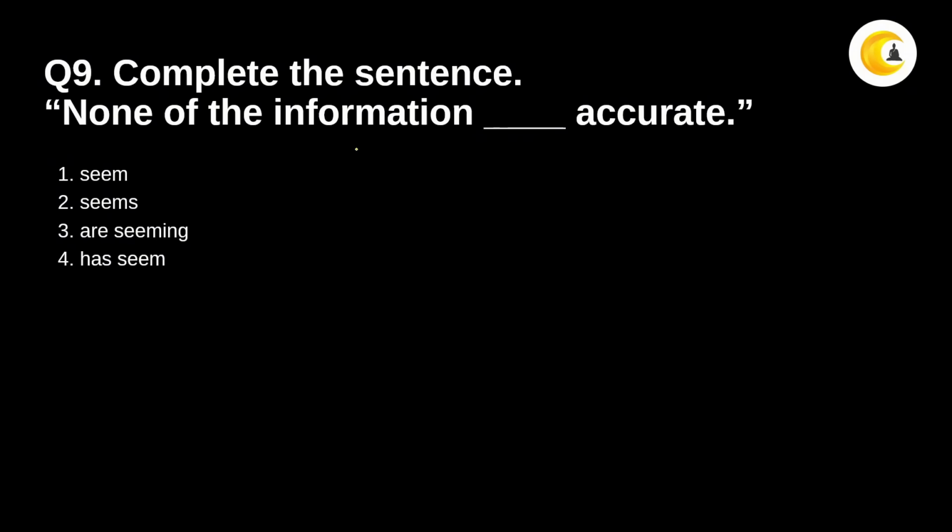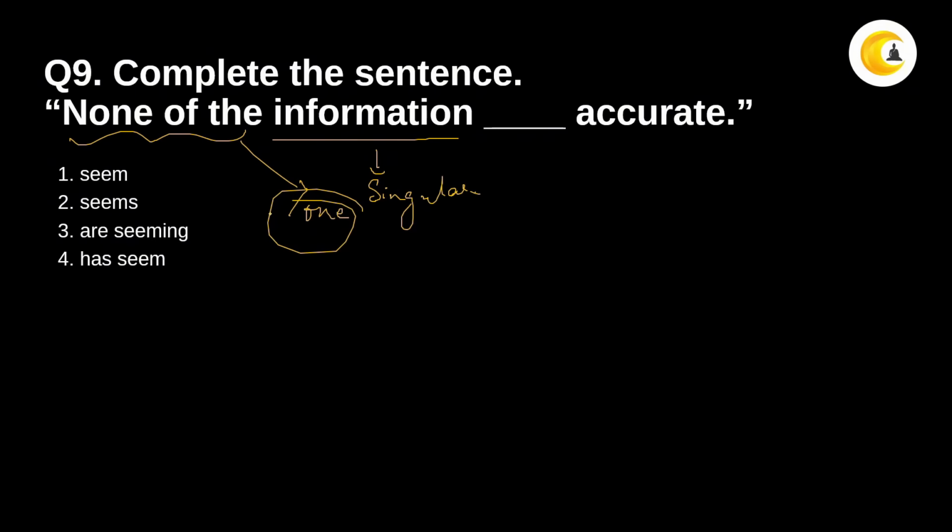Okay. So what does it say? It says none of the information is in singular form, right? Information is in singular form. But it says none of the information. That means that definitely there was more than one piece of information, right? So it's not referring to one single information, it is referring to many, which means it's in plural form. So what comes up here is a plural verb like seems. Okay, none of the information seems accurate.